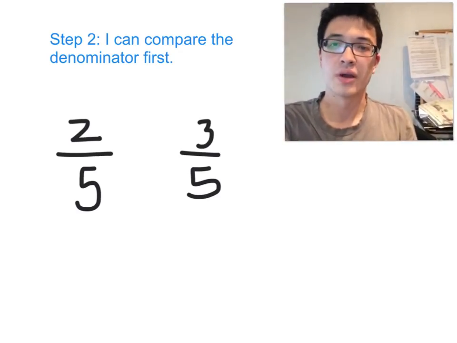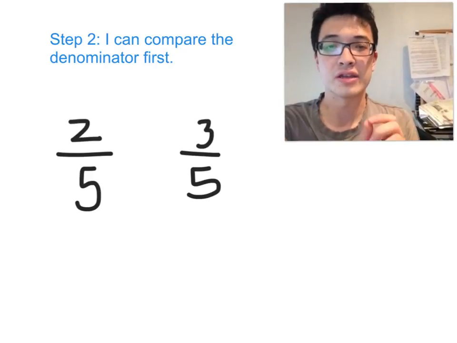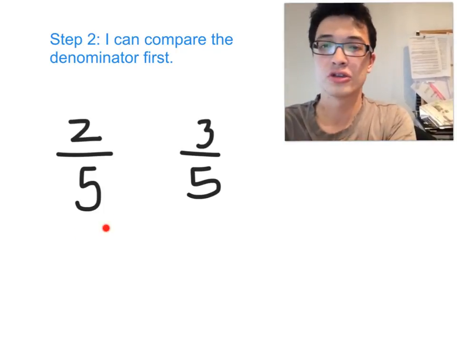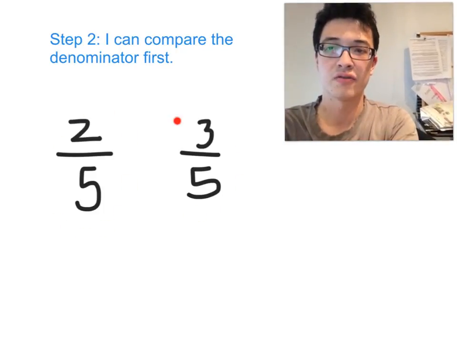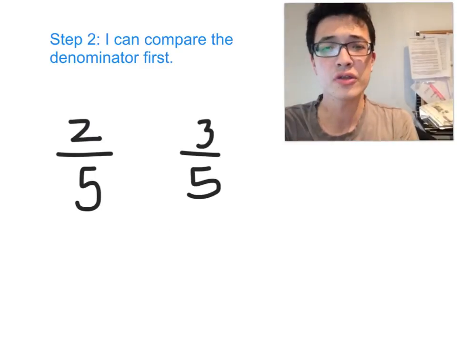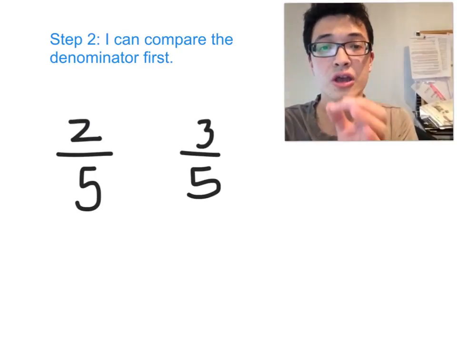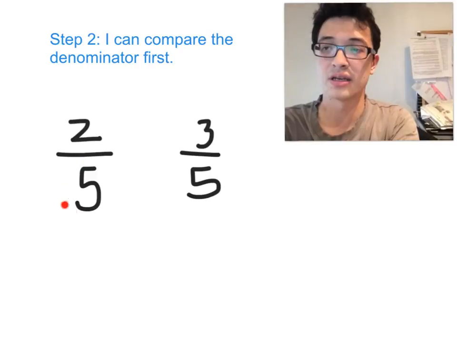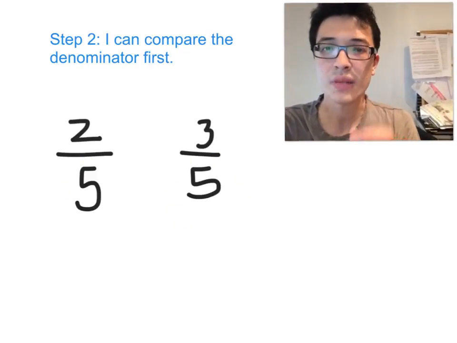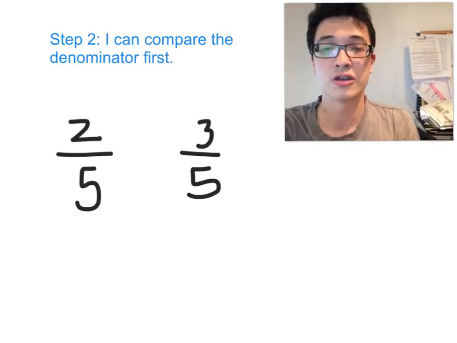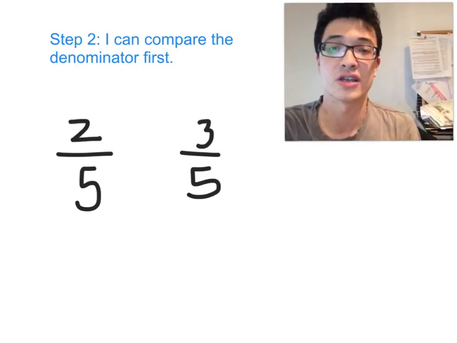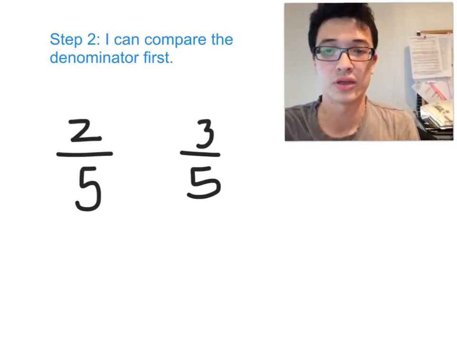So, step 2, I can compare the denominator first. If you remember, the denominator is the bottom number of the fraction. So here we have got 2/5 and 3/5. And if you look at the denominator on both fractions, you'll notice that the denominator is both 5. So that means we can't use the denominator to decide which fraction is the largest and which is the smallest.